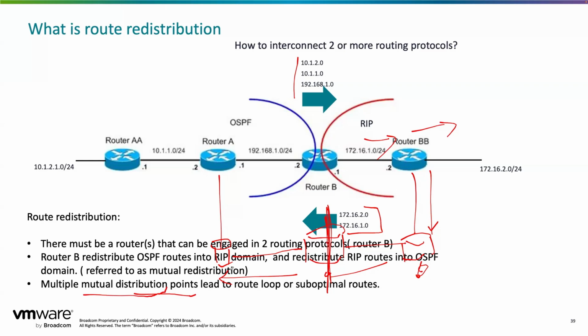You can see that the whole route goes in a circle. So those kinds of redistribution lead to a route loop or suboptimal routes. So be careful when you're using multiple mutual distribution points. You have to have some optimization for this kind of scenario.